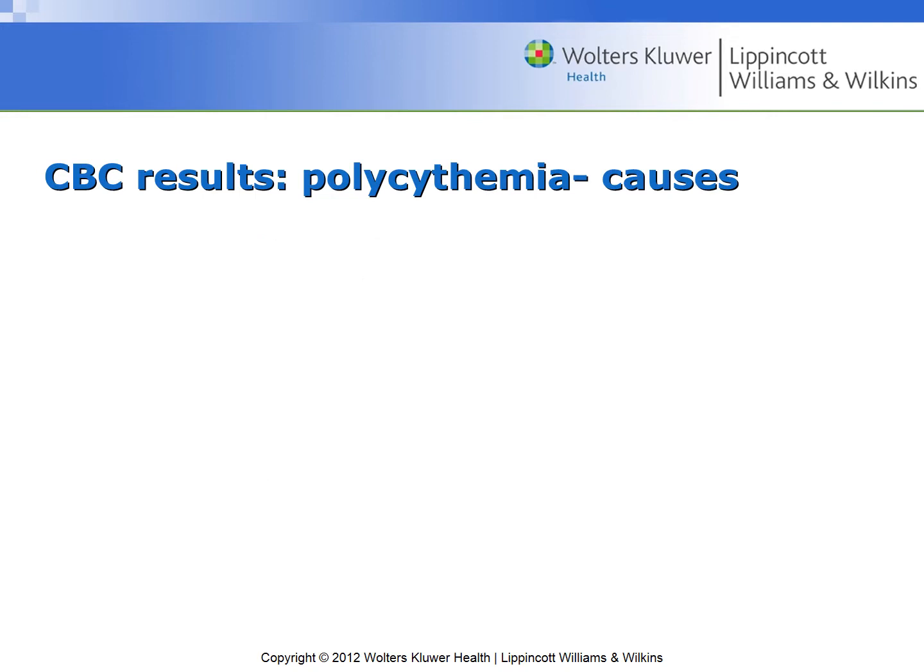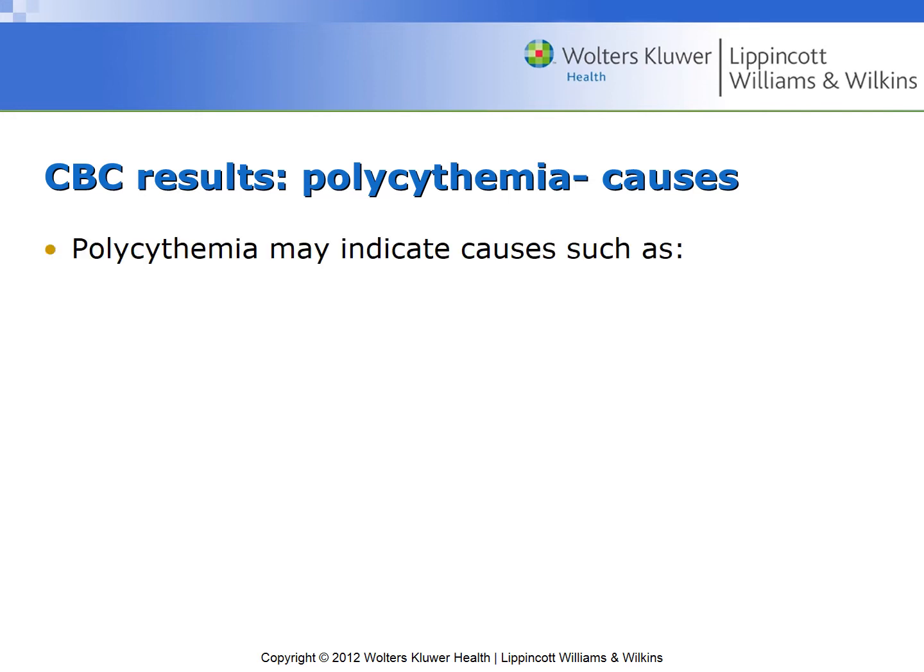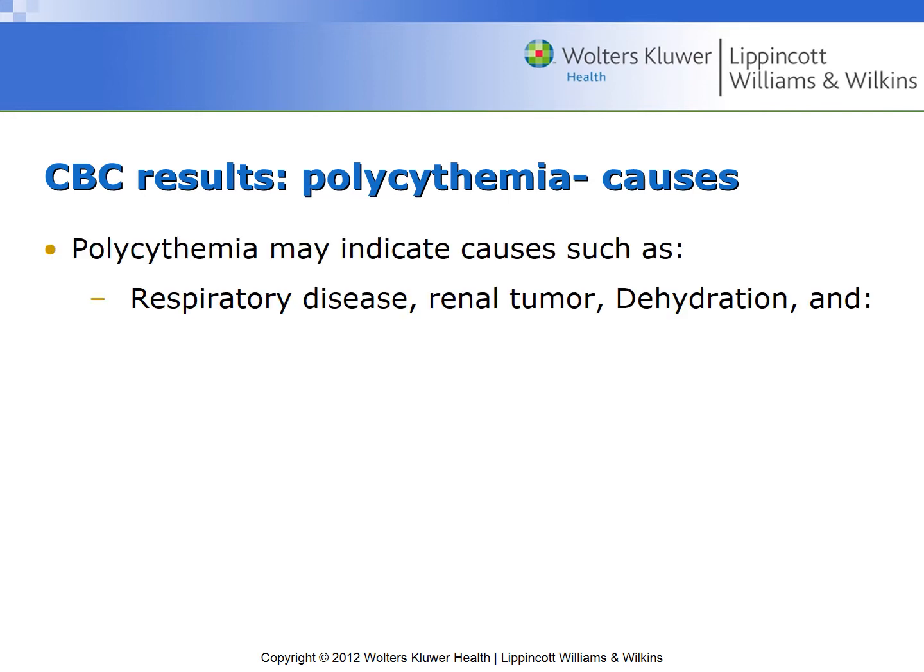So, polycythemia. Let's say the first of ours. Polycythemia. Causes here: respiratory disease, renal tumors, dehydration, and hypoxia. Okay, so if you look at respiratory disease, right, so gas exchange happens in the lungs.